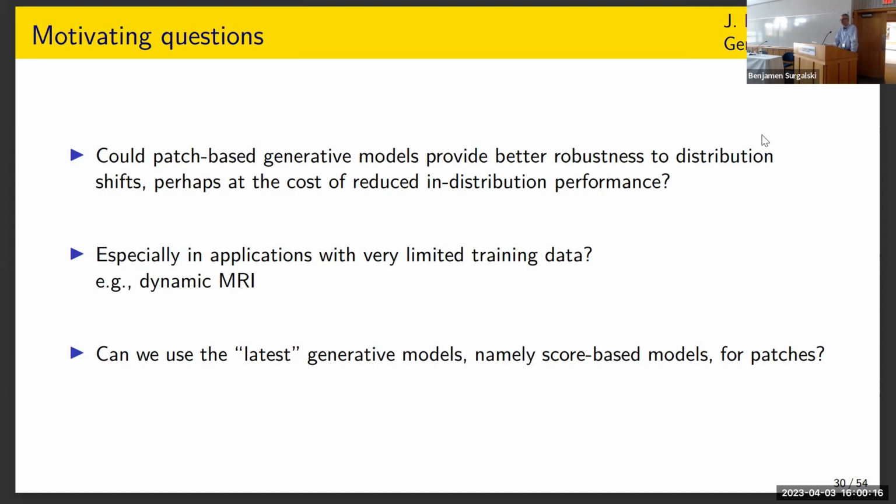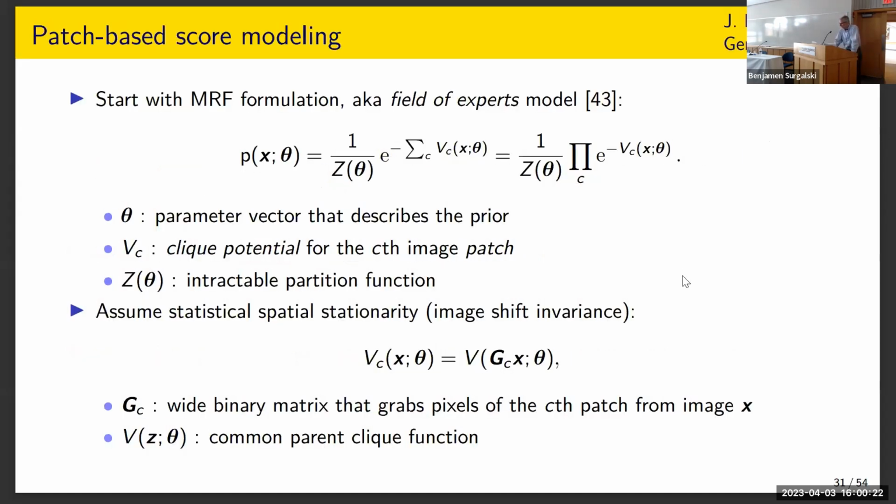But I still wonder, could we use something more modern than Markov random fields, the latest score-based models for patches? So how might we do that? This is the research part now. It's going back to the mathematical framework of Markov random fields, which people in computer vision also call a field of experts model, where you write down a joint distribution. This is a prior for the image that is a product of individual terms for individual patches. It's also called a product of experts.